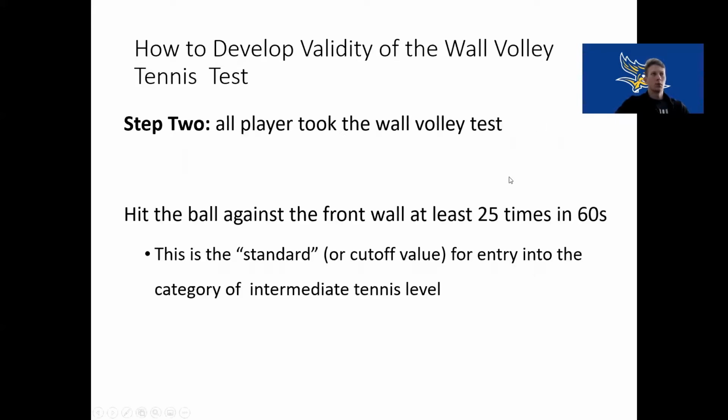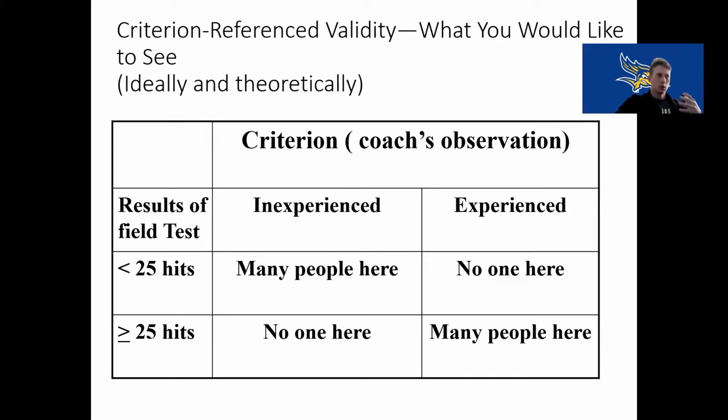And then we have them perform our field test of hitting the ball against the wall and back a minimum of 25 times in 60 seconds. So this is our cutoff to fall into the intermediate tennis level. Now what we're going to do is still use that proportion of agreement, except we're going to compare how often the coach agrees with the measurement.